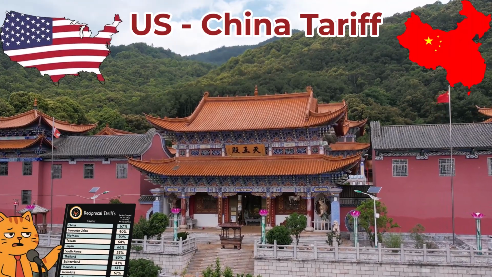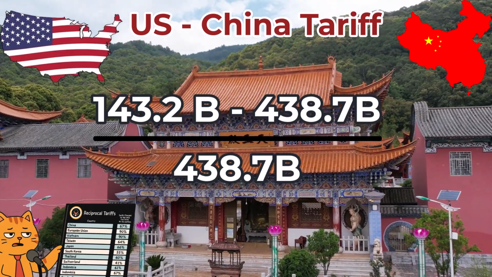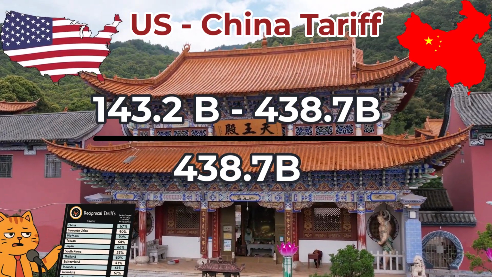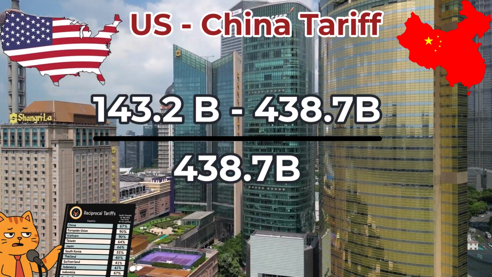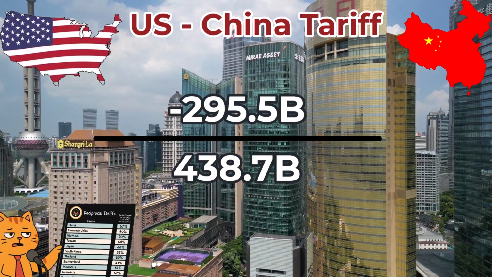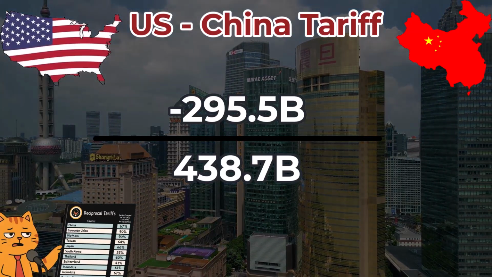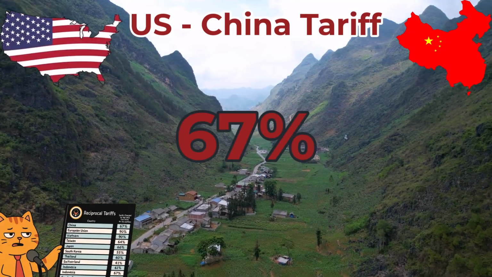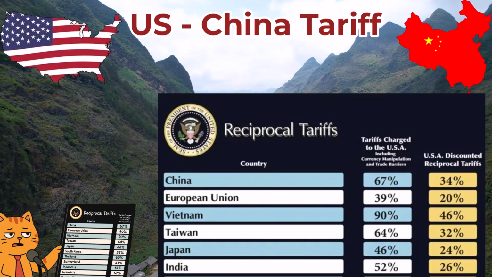Let's begin with the China case. So for imports, we're looking at 438 billion roughly. And for what's leaving the country, we've got about 143 billion. Let's subtract these two out, we come out with a deficit of 295 billion. You do the rest of the calculation here and you get roughly 67%, which is exactly what he had on his board.